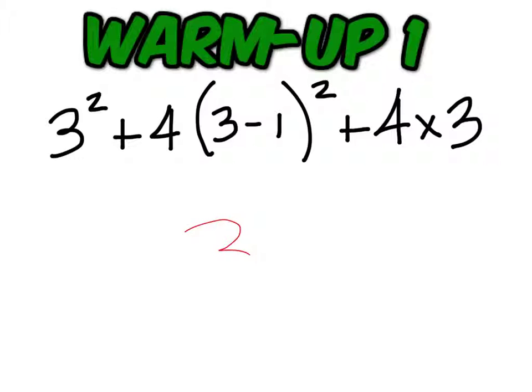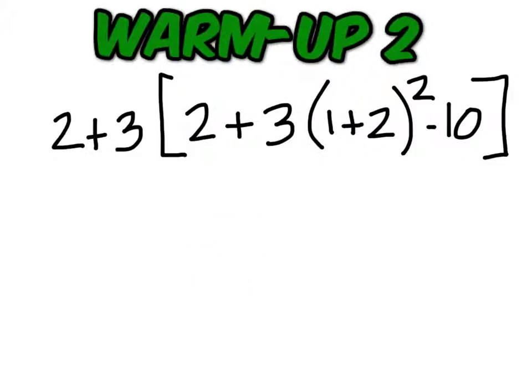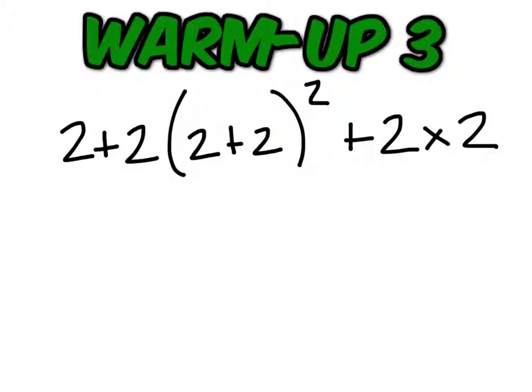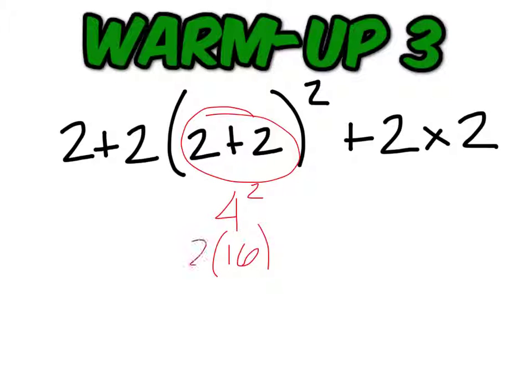Everybody had that one. The answer is 37. Everybody had that one. It is 59. You should have 2 plus 2, which is 4. Square that to get 16. Multiply by 2 to get 32. And then 2 plus 32 plus 4 will give you 38.